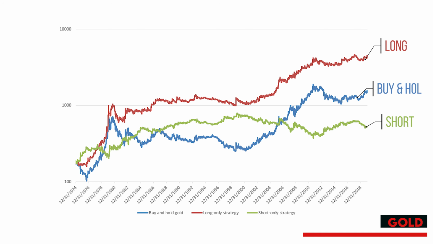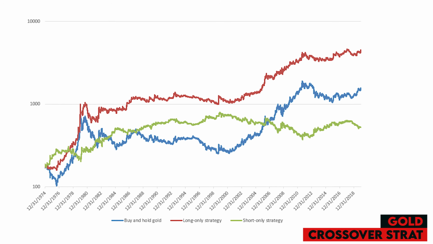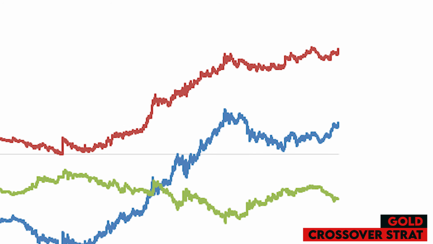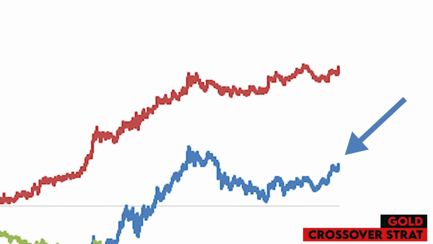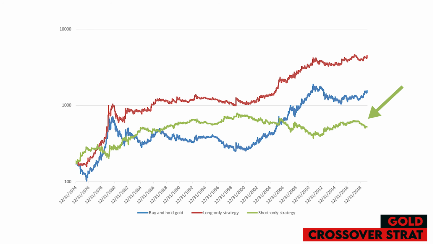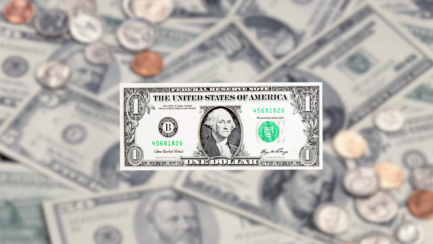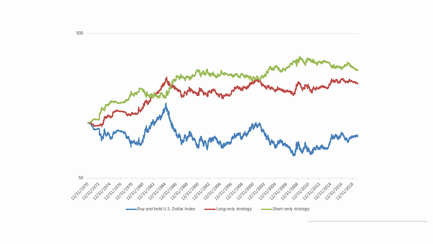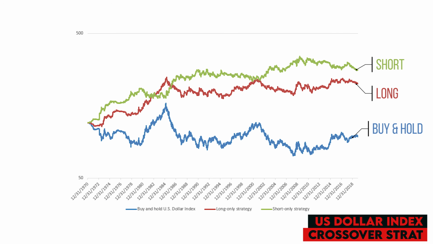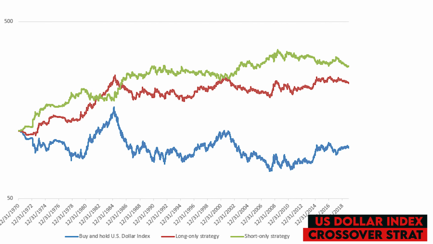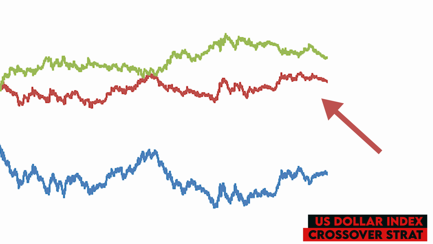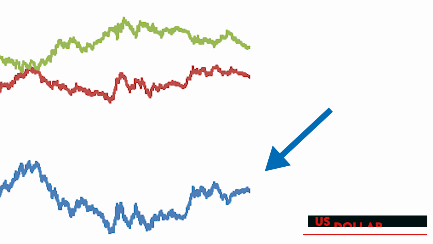So if you did long only entries with the histogram, you would have done pretty well, as it actually outperformed if you just bought gold and held. Same thing with short entries though, still positive, but not as good as the other two. Then finally we have the US dollar index, and how interesting is this? The short only strategy did the best out of all 3 for this one. Then the long only strategy came in a close second place, both way above the buy and hold results.